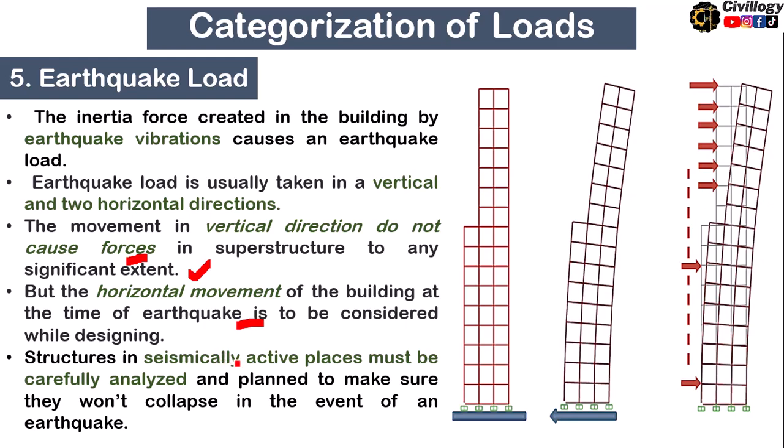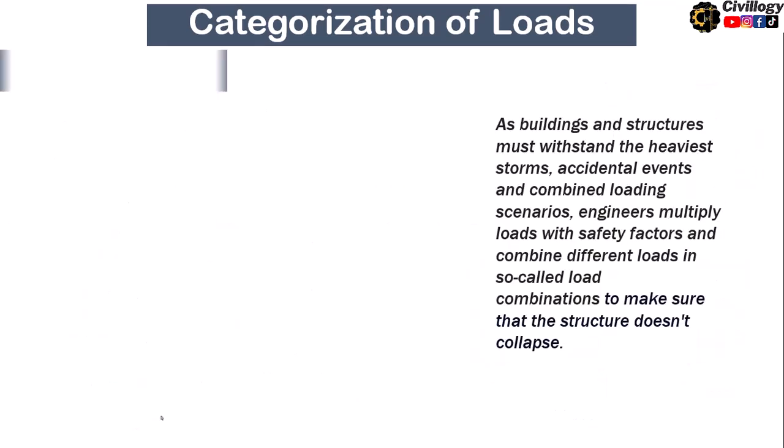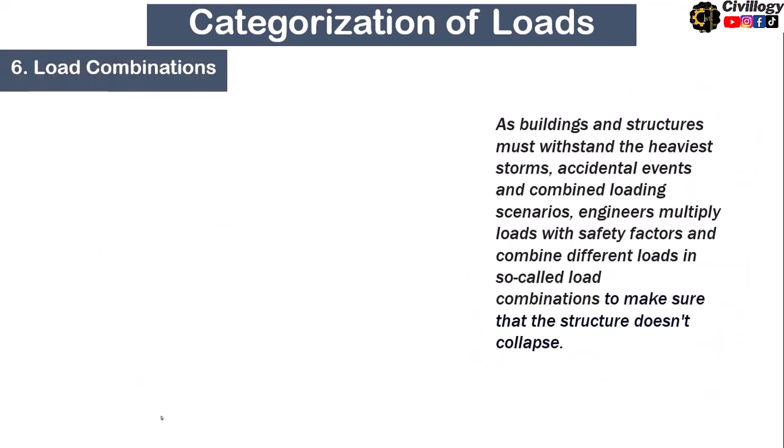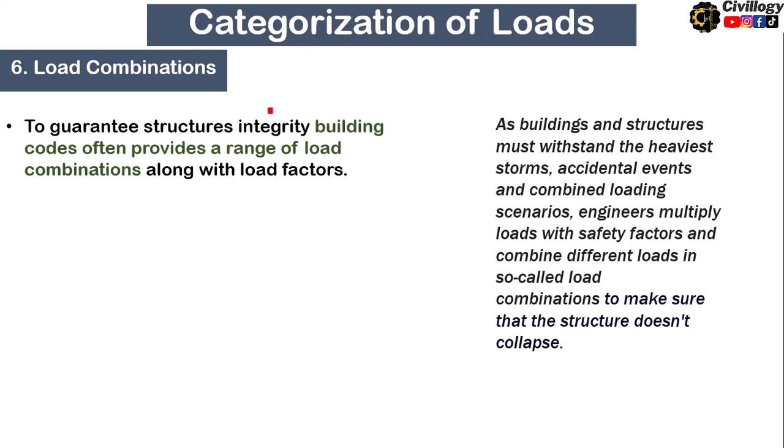Structures in seismically active places must be carefully analyzed and planned to make sure they would not collapse in the event of an earthquake. The sixth type of load is load combination. To guarantee the structure's integrity, building codes often provide a range of load combinations along with load factors.